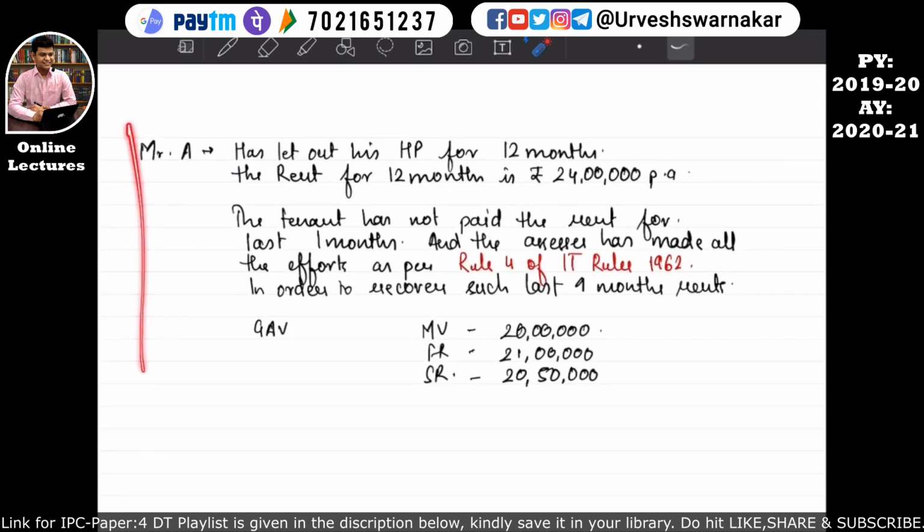So what is special in this case? Something special in this case is that Mr. A has let out his house property for 12 months and per month's rent is 2 lakh. The tenant has not paid the rent for the last 1 month. That means that assessee Mr. A has not received the last 1 month's rent. That means he has received only 22 lakhs rent. I hope this is quite clear. That is 11 months into 2 lakh. I hope this is quite clear to you all.